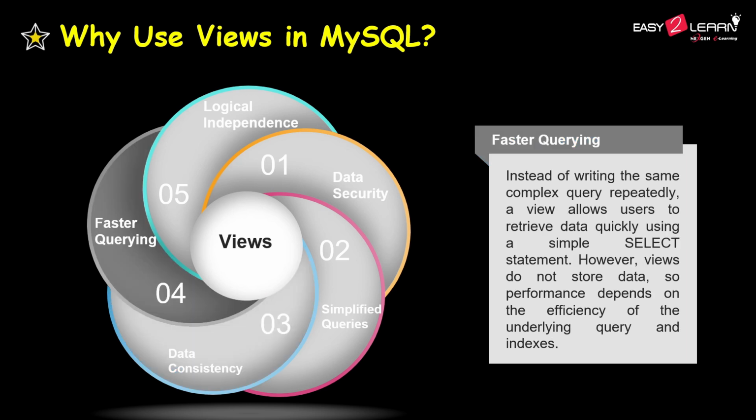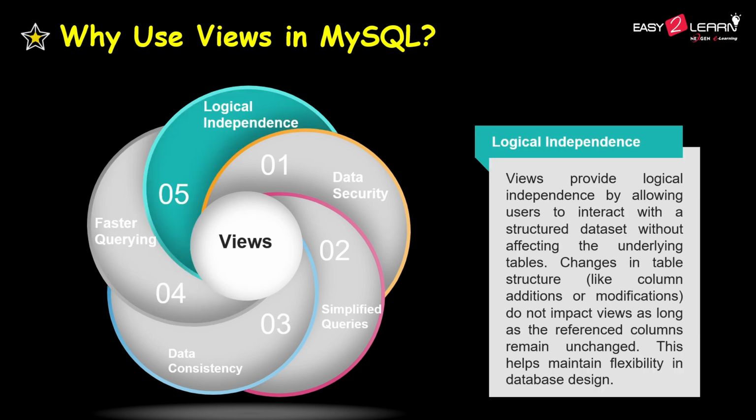Next usage is faster querying. Views optimize query execution, especially for large data sets, reducing the time required to fetch data. The next feature is logical independence. Even if the database structure changes, views act as an abstraction layer, ensuring applications using them don't break.